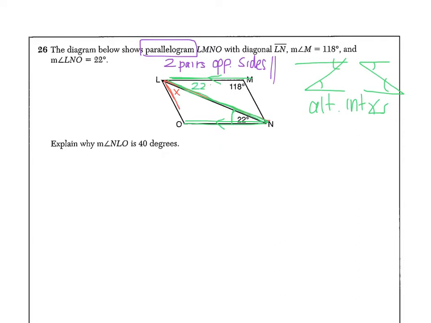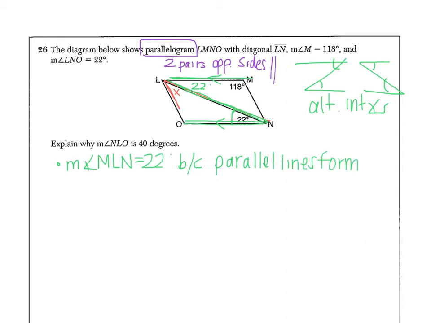And I'm actually going to explain as we mark up our picture. So I'll first say that the measure of angle MLN is equal to 22 degrees because parallel lines form congruent alternate interior angles.